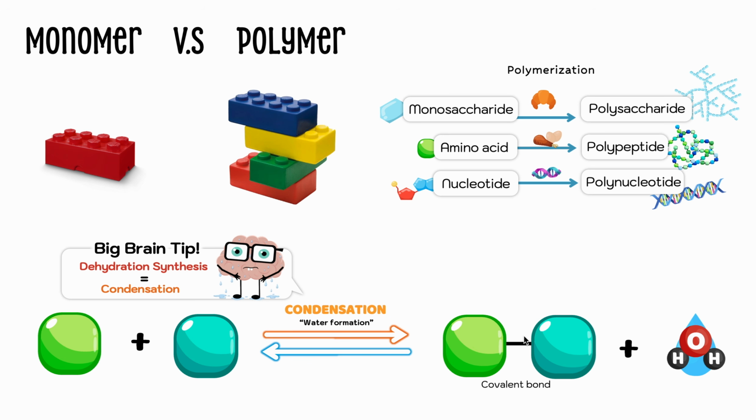Now, remember, this process can happen over and over again. We don't have to stop here with two monomers linked. We can link many of them together in a chain through a process called polymerization to form a polymer, right? A polypeptide in this case.